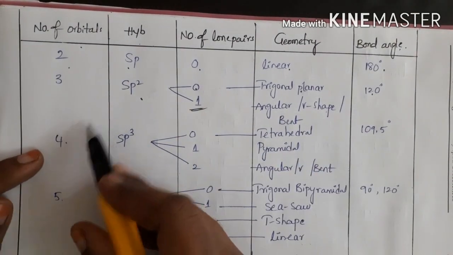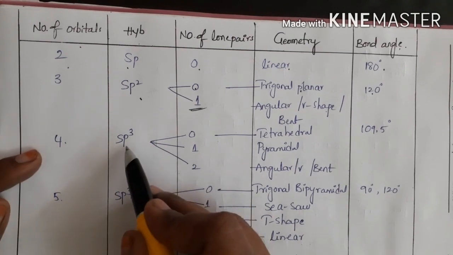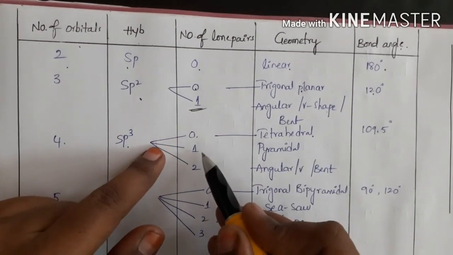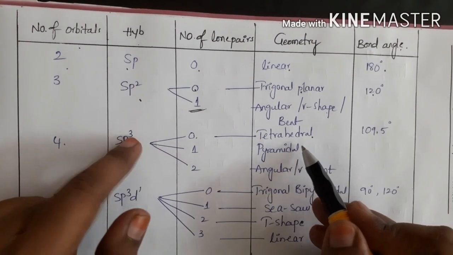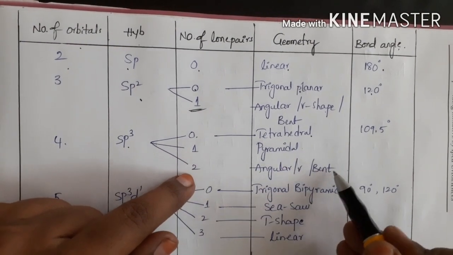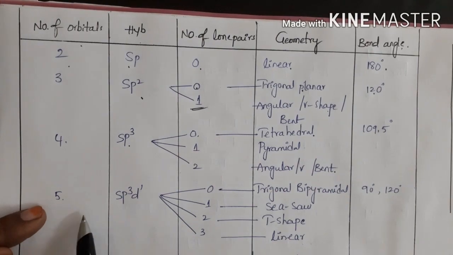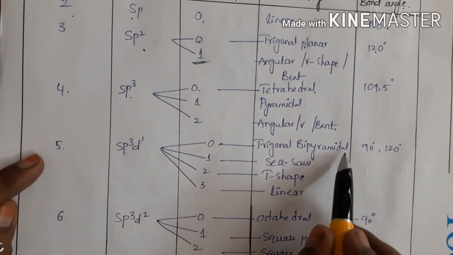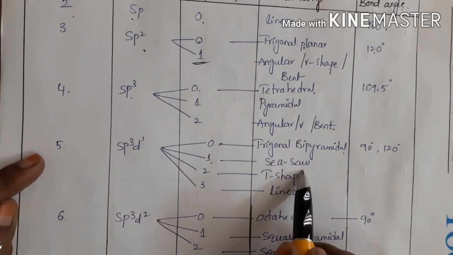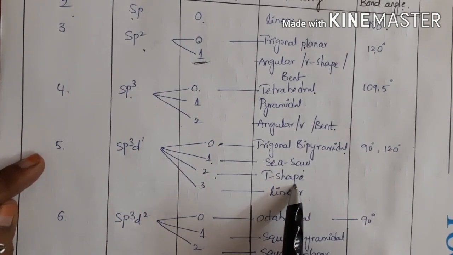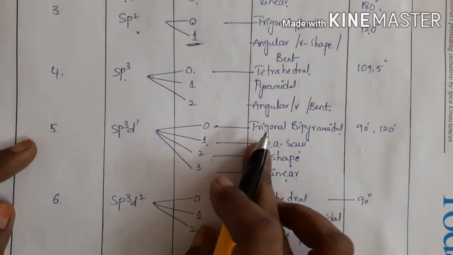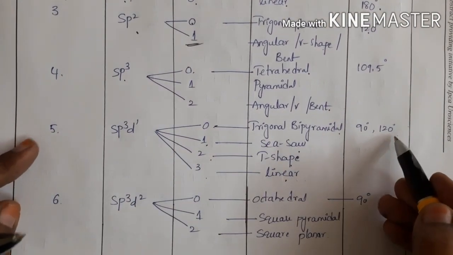Coming to the next one, the number of orbitals is 4, hybridization is sp3. With 0 lone pairs, the geometry is tetrahedral; with 1 lone pair, pyramidal; with 2 lone pairs, angular, V or bent. For 5 orbitals, sp3d1 hybridization: 0 lone pairs, trigonal bipyramidal; 1 lone pair, seesaw; 2 lone pairs, T shape; 3 lone pairs, linear. Trigonal bipyramidal contains 90 and 120 bond angles.